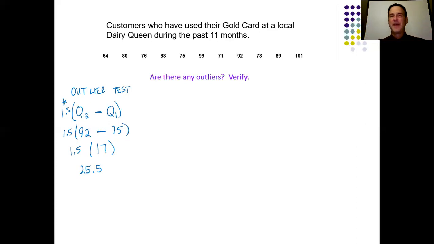I said the very first day that you won't do anything more than add, subtract, multiply, divide, or square root in this class, other than one small section, and that's still holding true. Very easy math. You just have to know this simple formula. Now here's your last step to finish the outlier test. You're going to take this number, 25.5, and add it to Q3, and then subtract it from Q1.